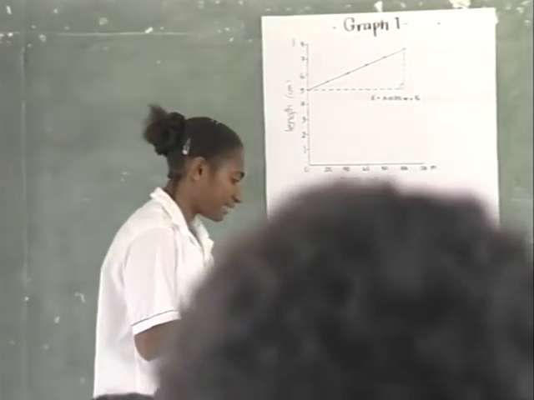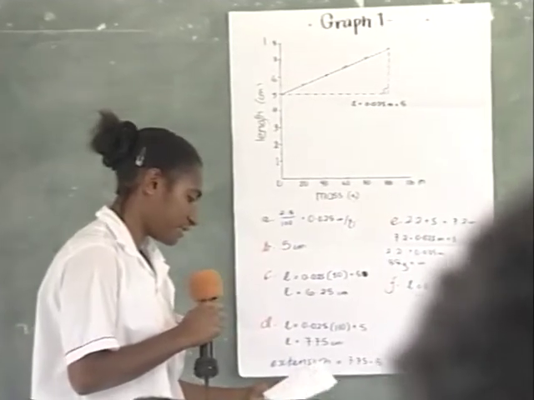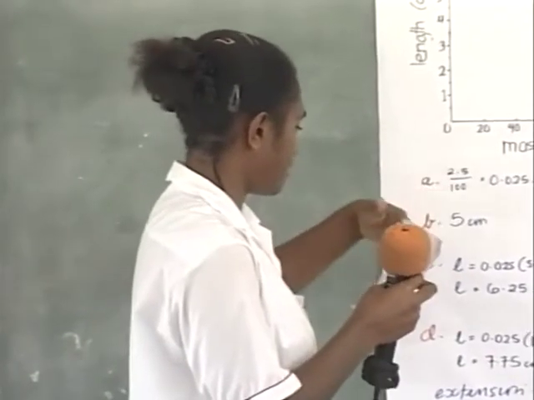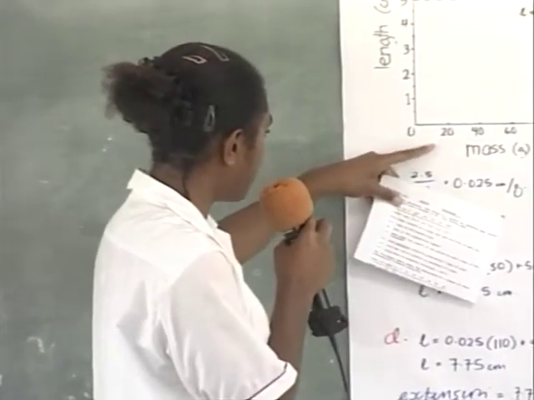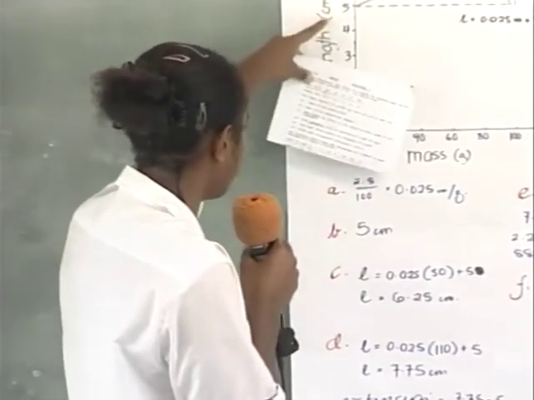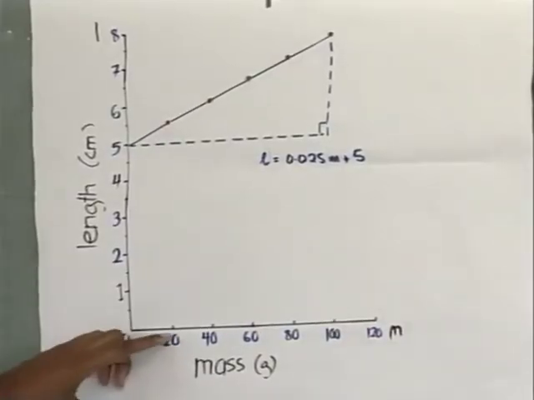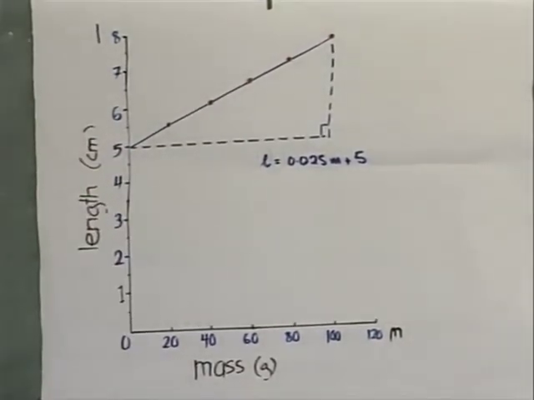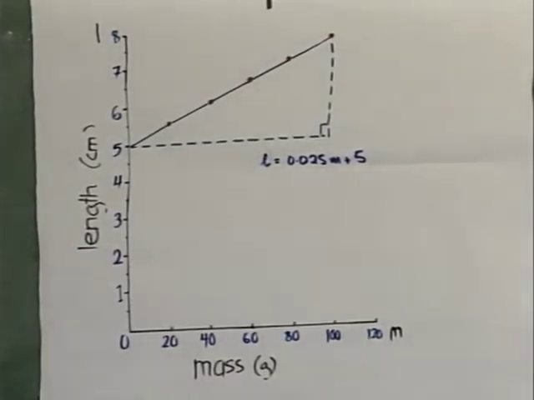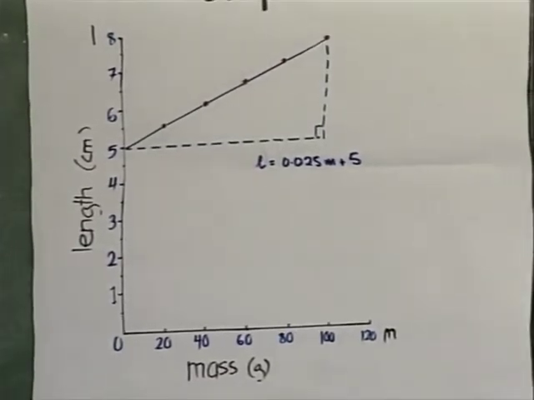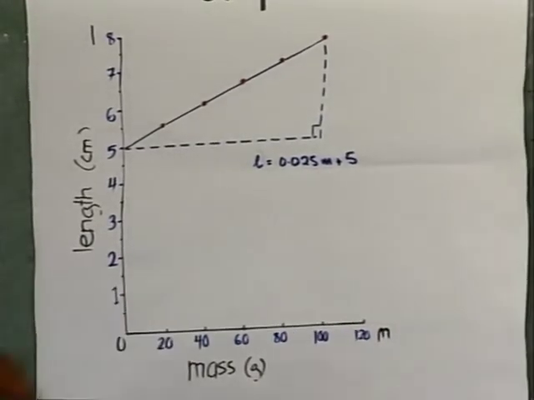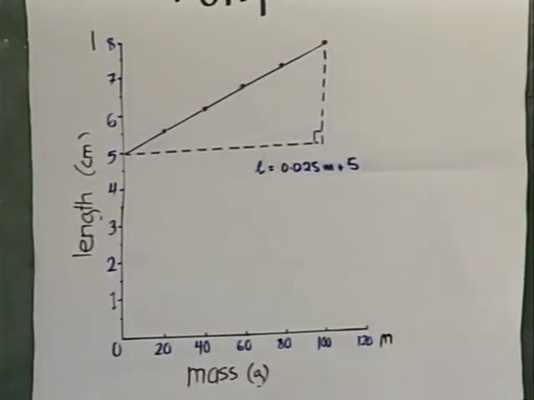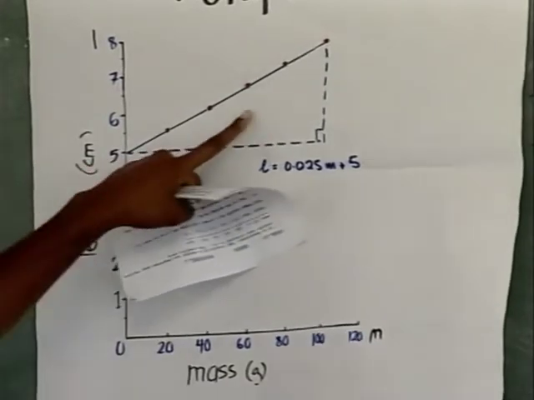Question 1 reads, in an experiment, the length of a spring was measured when various weights are attached to it. The results were, this is the mass. When the mass was 20 grams, the length was 5.5. Mass was 40, length was 6 centimeters. When the mass was 60, the length was 6.5 centimeters. When the mass was 80 grams, the length was 6.5. When the mass was 100, the length was 7.5. The line of best fit runs through the points as it follows a pattern.